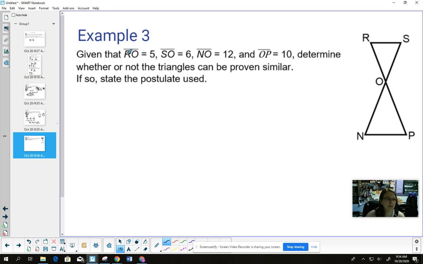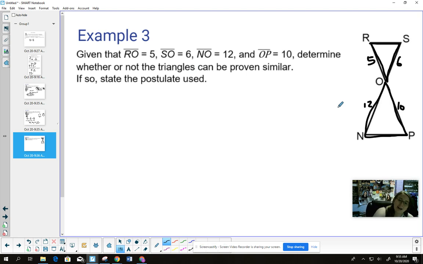So once more, please copy and label. Okay, we got RO is 5. We got SO is 6. We got NO is 12. And OP is 10. Now we do have 2 triangles here, right? This is one triangle. Here's our other. So we got to maintain that focus.